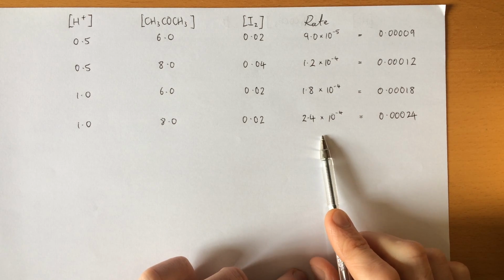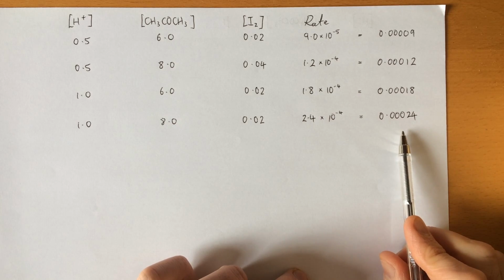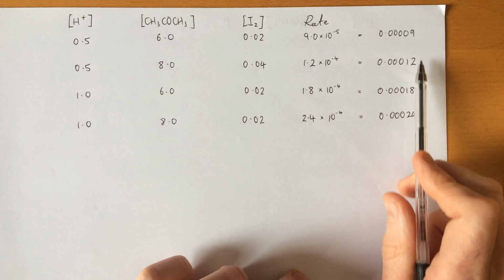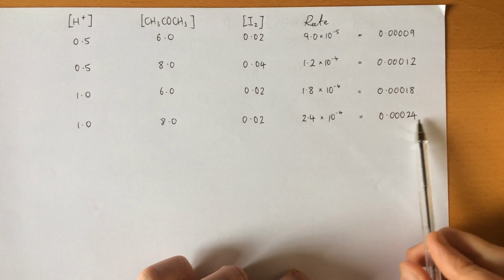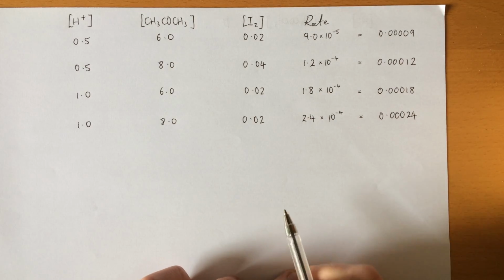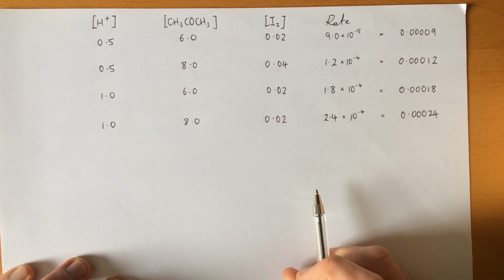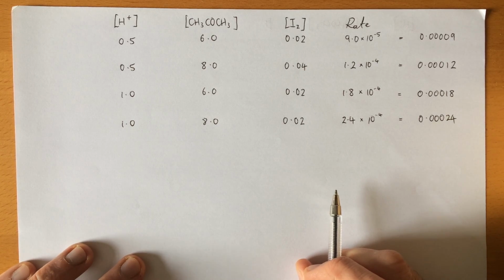So if you do want to, you can write the numbers out as I've done here, and I think visually that makes it a lot easier to see the relationship between them. So you can see that this is double this and this is double this, etc. Okay, right, let's get to calculating the orders of reaction.